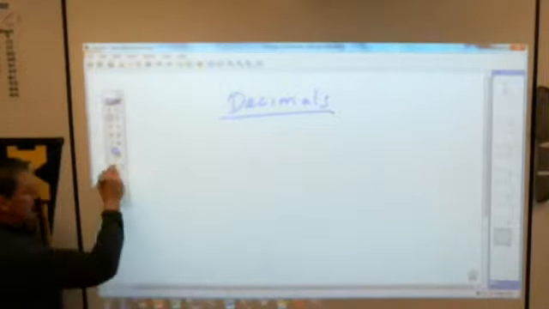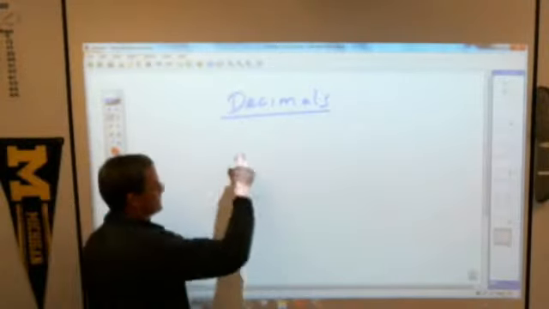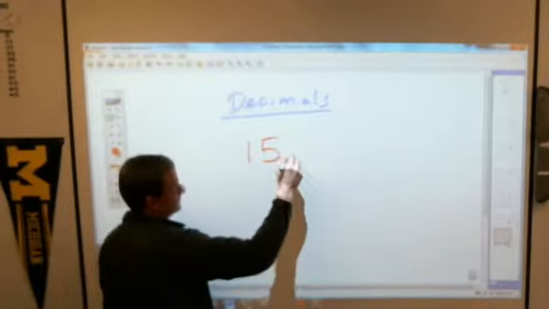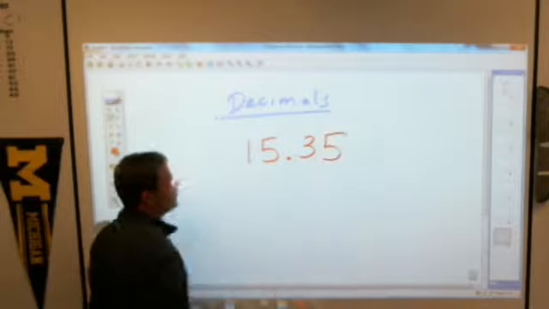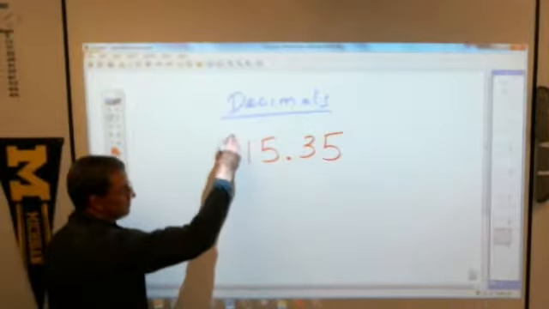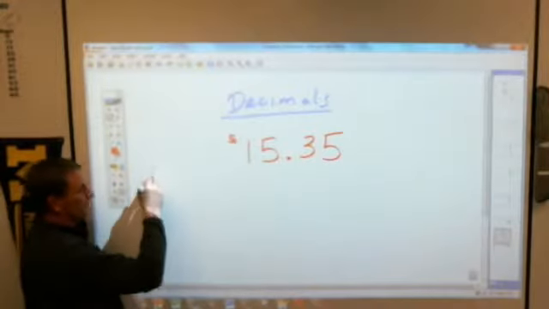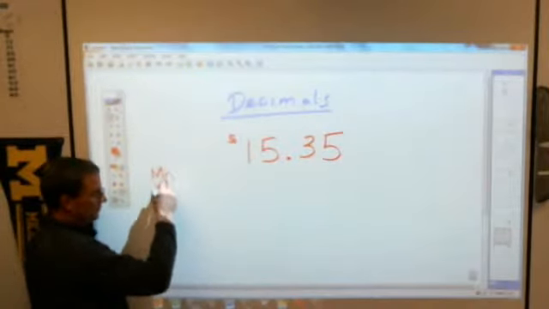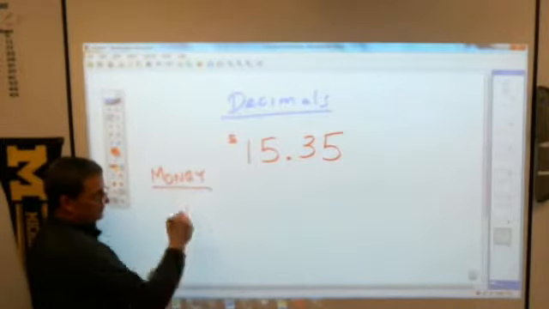And let us give an example of a decimal number. 15.35. Fortunately for you, dear young children, you deal with decimals quite a bit in the real world, in real life. In what area? Where do you see decimals the most, Frankie? In places. Yeah, which we call money. Okay. So you're pretty used to decimals because we deal with money and decimals.